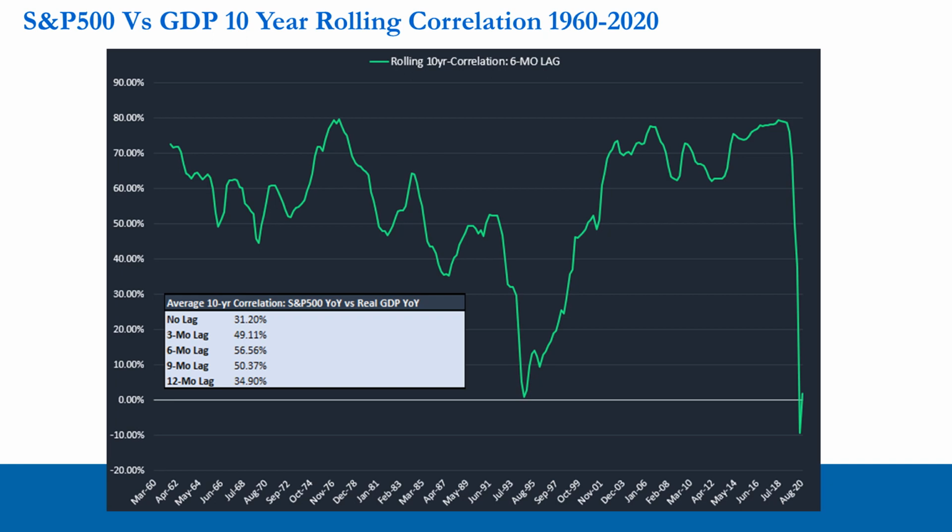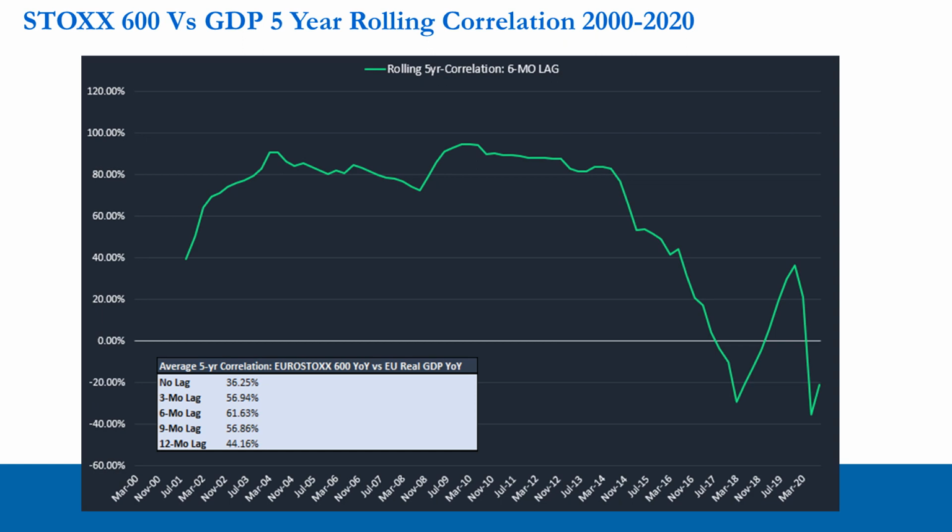Let's have a look at the Euro Stoxx 600 versus Eurozone GDP. Because the data set is smaller, we're looking here at a 5-year rolling correlation. So we're looking at this from 2000 to 2020. And we can see again that the 6-month lag gives us a pretty high number. And around that, the 3-month and the 9-month gives us a moderate correlation as well. So the 6-month is definitely the most statistically significant.